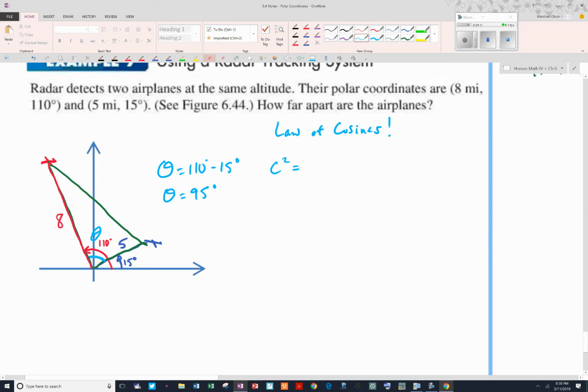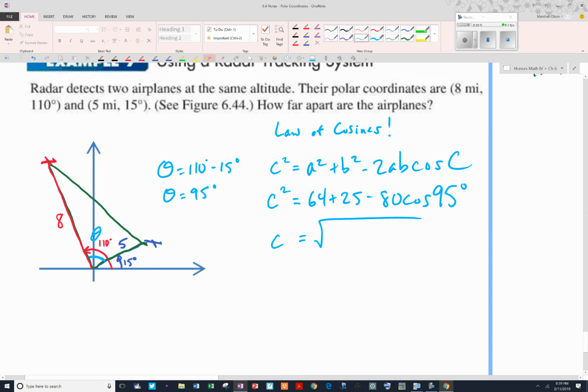Just a real quick reminder of the law of cosines. Maybe pause the video and see if you can remember it. c squared equals a squared plus b squared minus 2ab times the cosine of c, where c is that angle in between. So we have 64 plus 25 minus 2 times 5 times 8, which is 10 times 8, so 80, times the cosine of that angle between them, which is 95 degrees. I just throw this all in the calculator. This is c squared, so you want to take the square root of that.